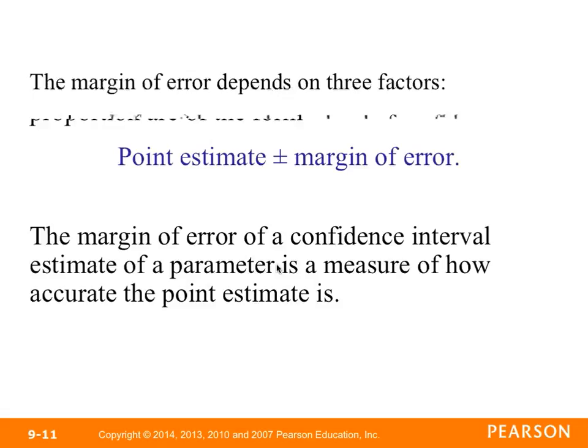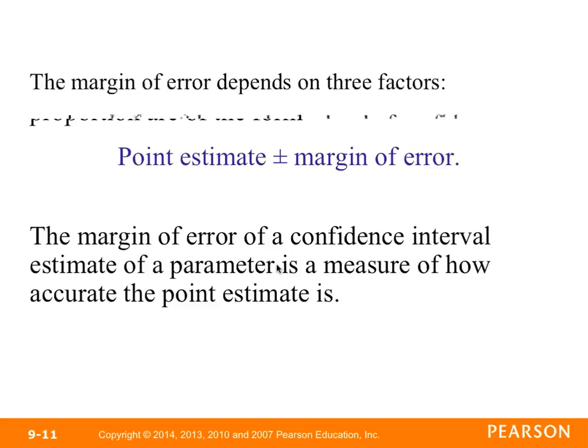Margin of error depends on 3 different things. The first thing is the level of confidence. So as the level of confidence increases, the margin of error is going to increase. So if we want to be 99% certain, then our margin of error is going to increase. But if we're okay with 90% confidence, then we'll have a smaller margin of error.